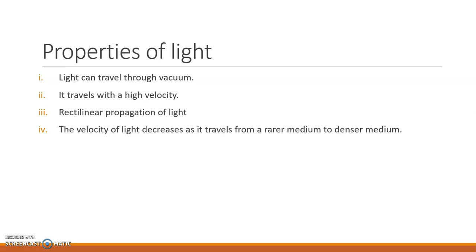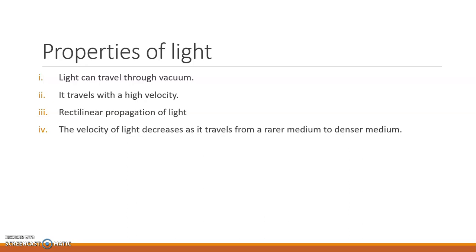The first property is that light does not require any medium to propagate. It means that light can travel through vacuum also. The second point is it travels with a very high velocity, which is about 3 multiplied by 10 to the power 8 meters per second in air or vacuum, you can say.